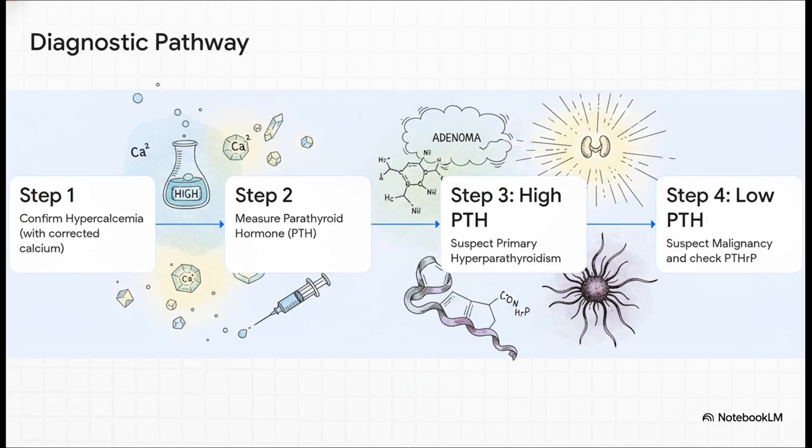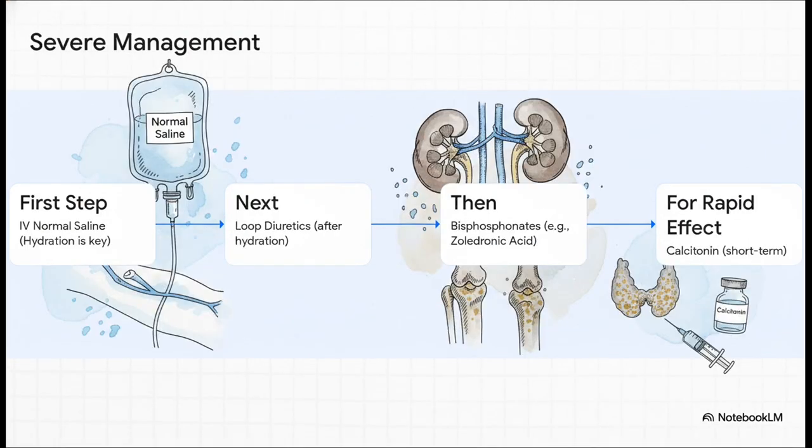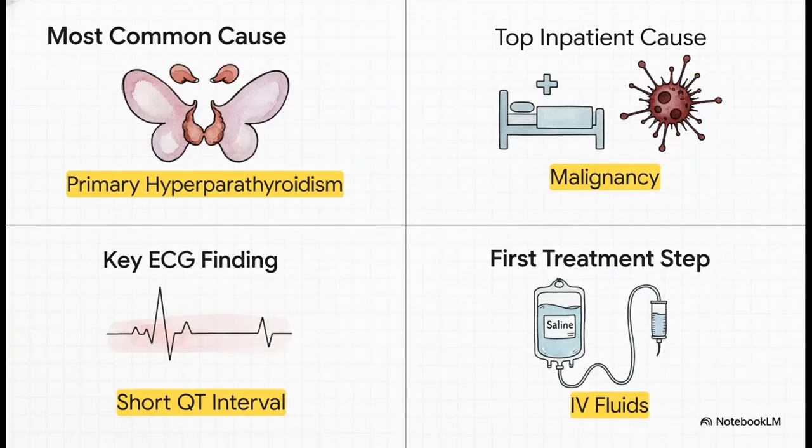Now, when it comes to managing a patient who's really sick from this, the order of operations is everything. The absolute number one, first line, can't skip it step is aggressive IV hydration with normal saline. These patients are almost always dehydrated. After you've given them fluids, then you can think about adding loop diuretics to help flush the calcium out. Then you move on to drugs like bisphosphonates that get to the root of the problem by stopping the bones from breaking down.